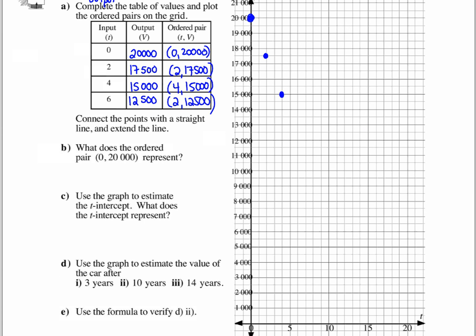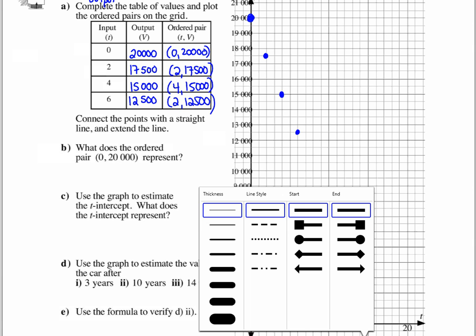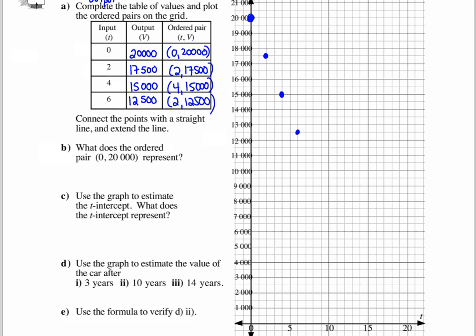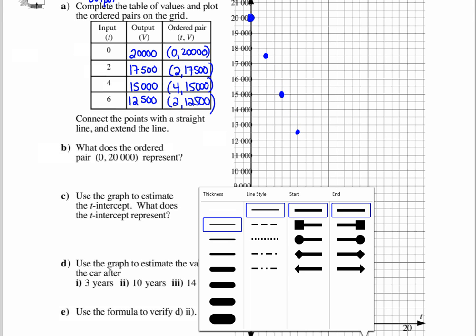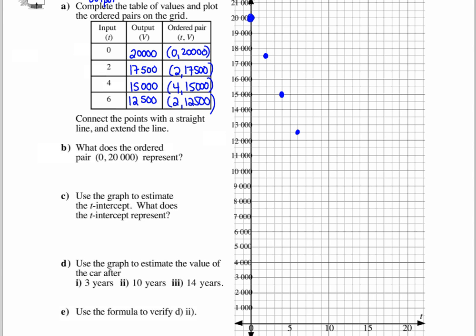Okay, did you plot yours? All right, we need to connect the line. If you'd like a ruler, you can grab one. Otherwise, you can use your calculator or a book. There's some here if you want a ruler. Okay. So what we want to do is draw that line. Go through all those points nicely. You want to perfectly go through all these points.